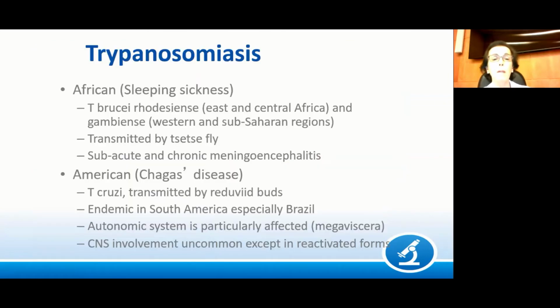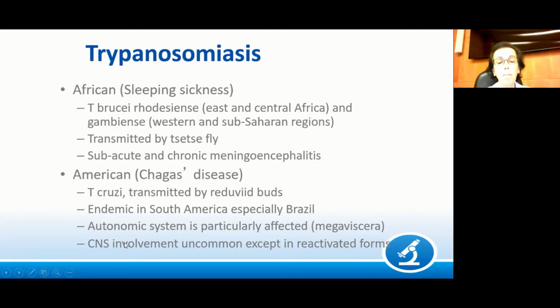Well, trypanosomiasis, I'm not showing African because I have never seen it, but when I worked in that area that I'm going to show, which is endemic for trypanosomiasis, for Chagas disease, which usually does not cause cerebral involvement, usually causes autonomic system involvement with megaviscera, megacolon, megaesophagus, cardiomegaly.